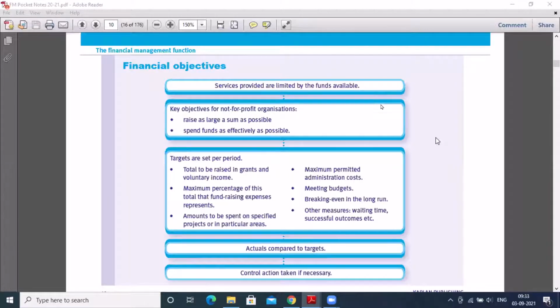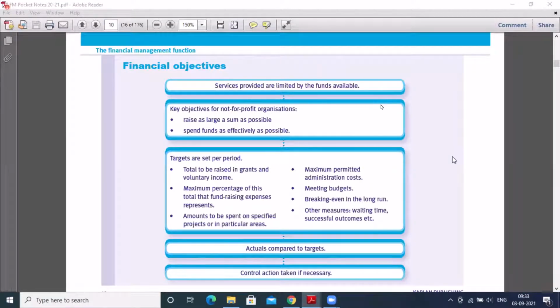Now here, for a better understanding, you can visualize your known not-for-profit organization. Suppose, for example, we can take an orphanage. We can consider an orphanage. Okay. What is that last point? Other measures: waiting time, successful outcomes, etc.